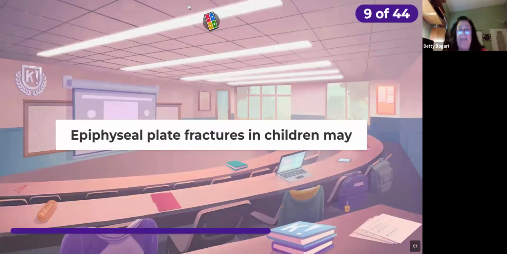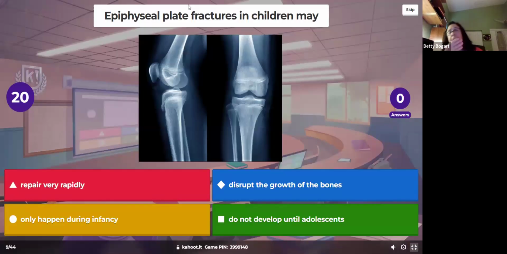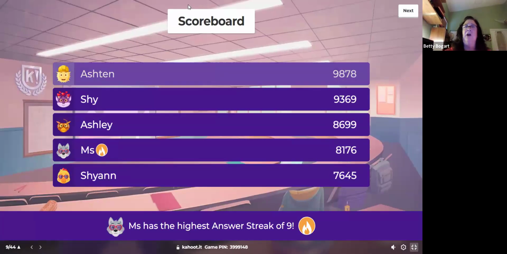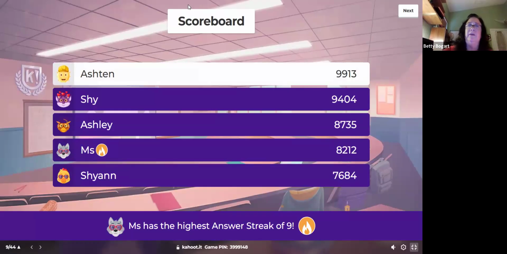An epiphyseal plate fracture in children may do what? So epiphyseal plate, the other name for it is a growth plate, and it'll affect the growth of bones and it can make bones crooked, and we don't want that. That child will have an open reduction internal fixation.